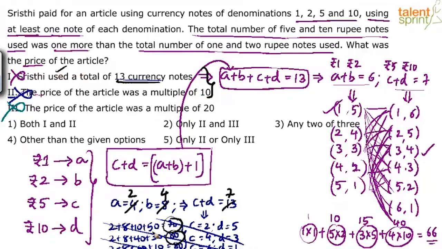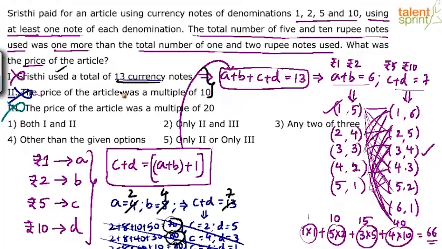Statement 2 says the price of the article should be a multiple of 10. For that multiple of 10 only we did all this drama earlier, right? You remember, we got two possible answers, 70 and 80. Two answers are possible. So even if I go for combination, it is not helping me get the answer.